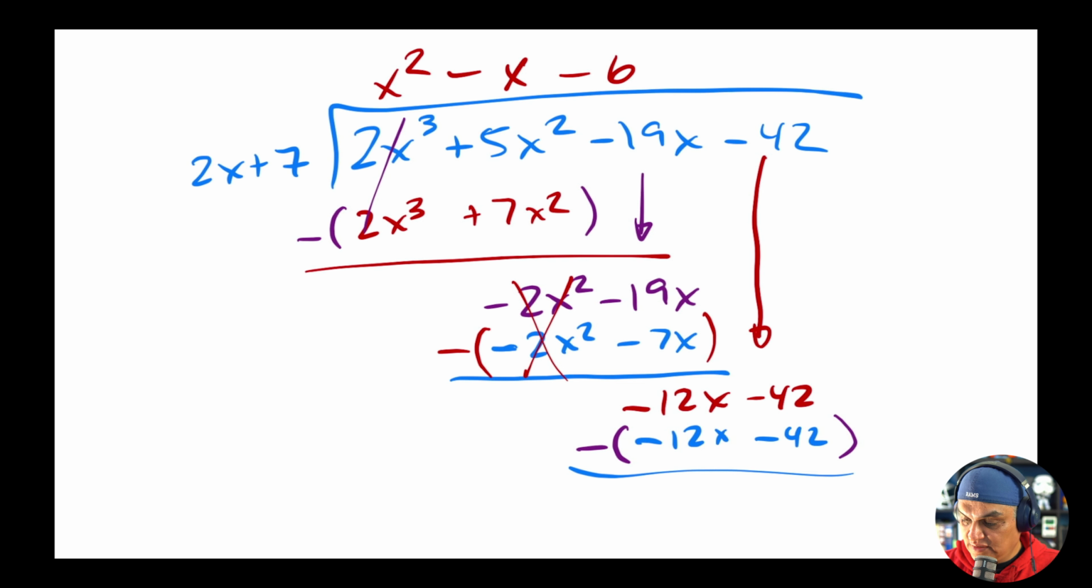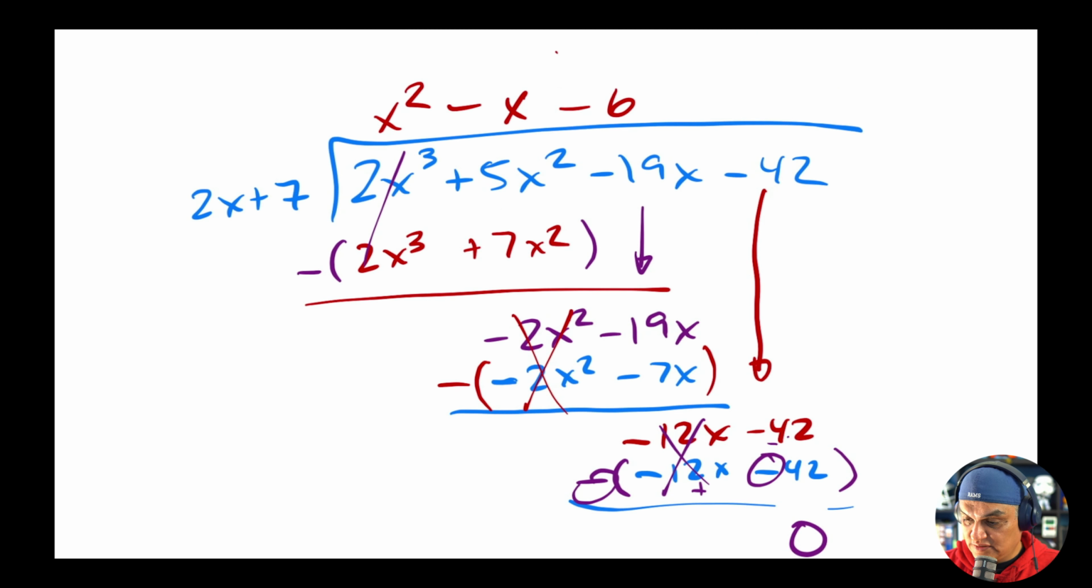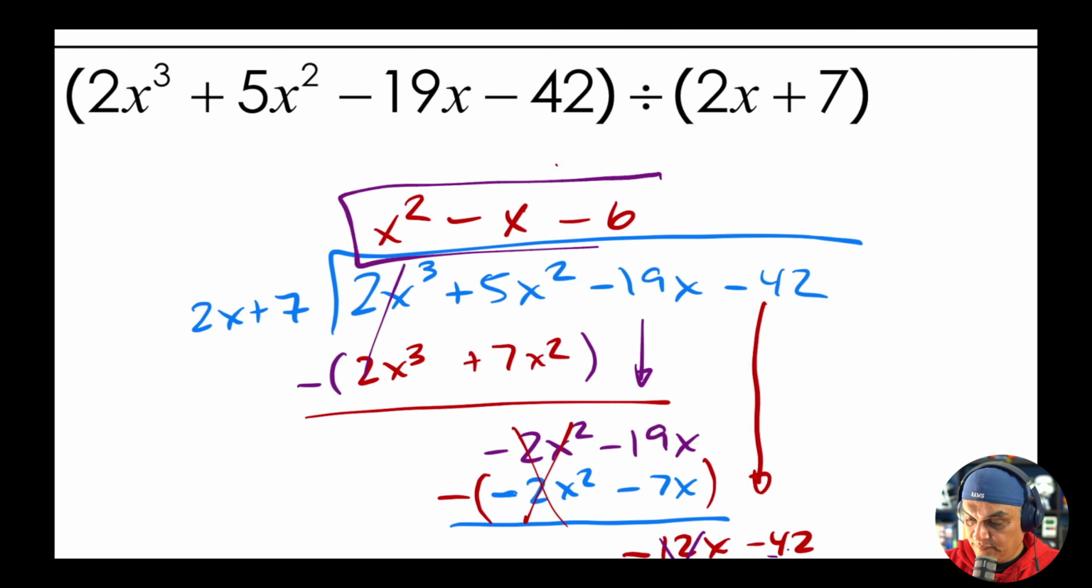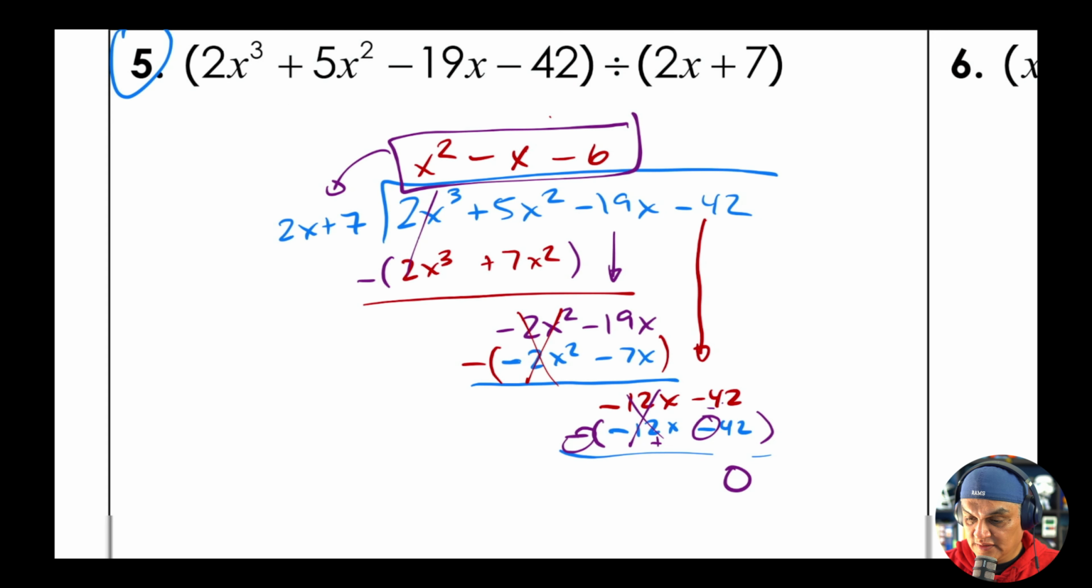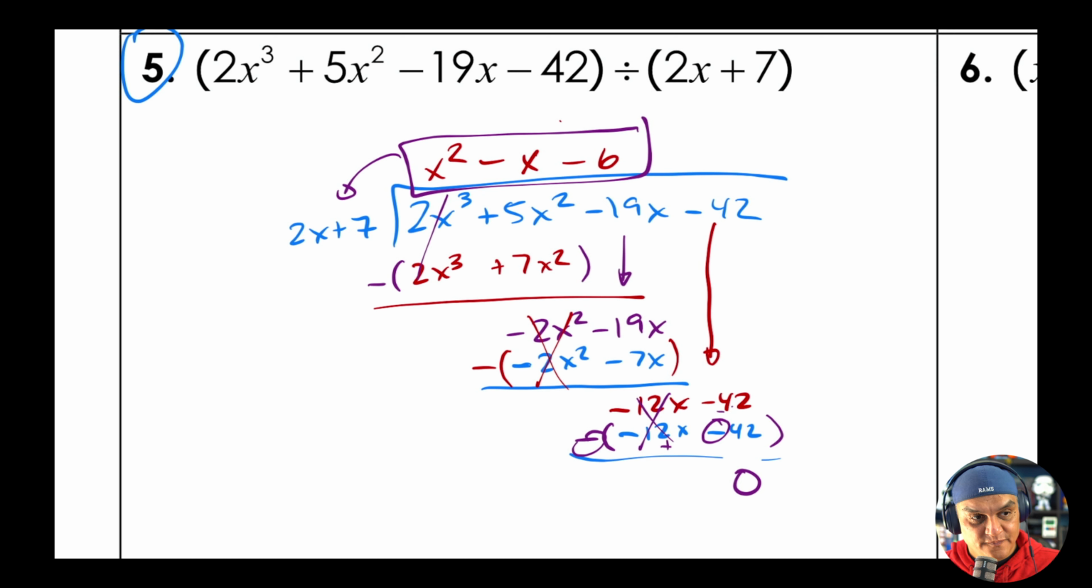Subtract this, and I get negative 12x minus negative 12x. That's 0. Negative 42 minus negative 42. Well, these become a plus. So negative 42 plus 42 is 0. That's my remainder. And so I'm done. And that means this times that gives me the inside. Not so bad when you keep doing it over and over again.